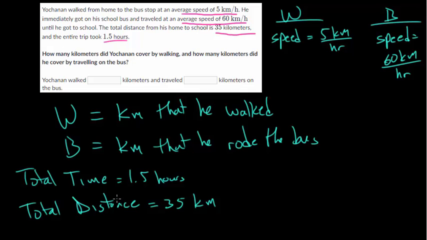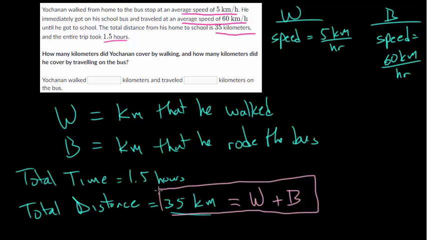Well, we know that his total distance is 35 kilometers. And we know that W is the kilometers he walked and B is the kilometers he rode the bus. We don't know what these are, but we know that when we combine his walking and his riding the bus, he goes this total distance. So let's use that information. This total distance of 35, this is just equal to the distance he walked plus the distance he rode on the bus. So we have one equation now.